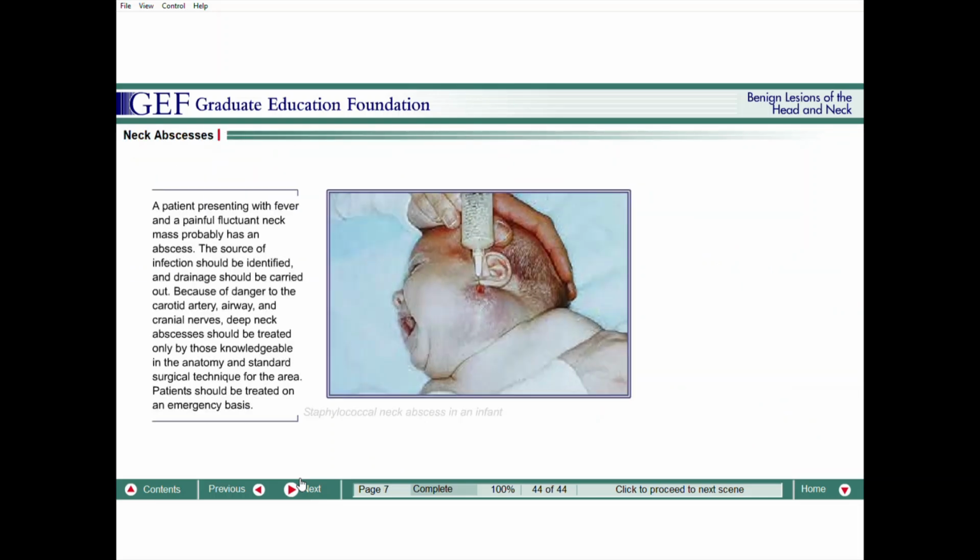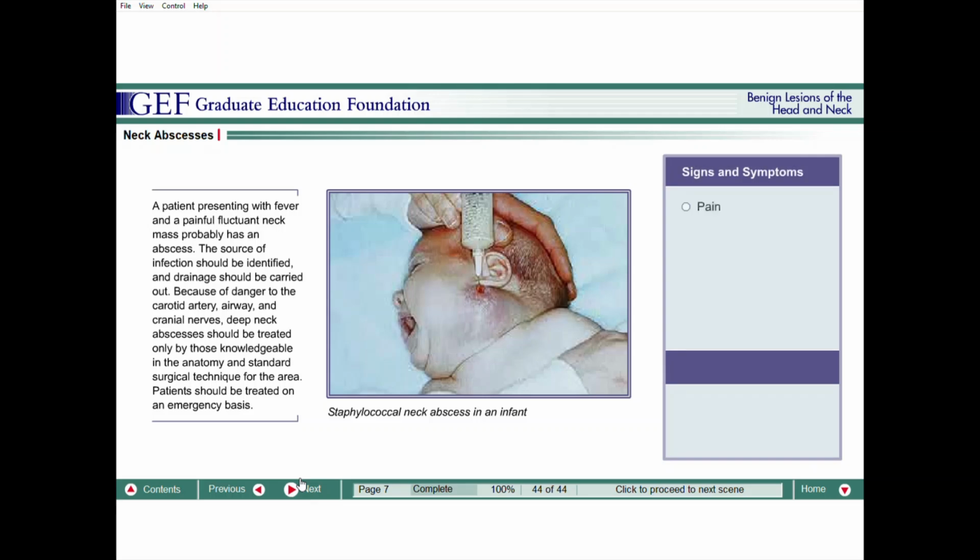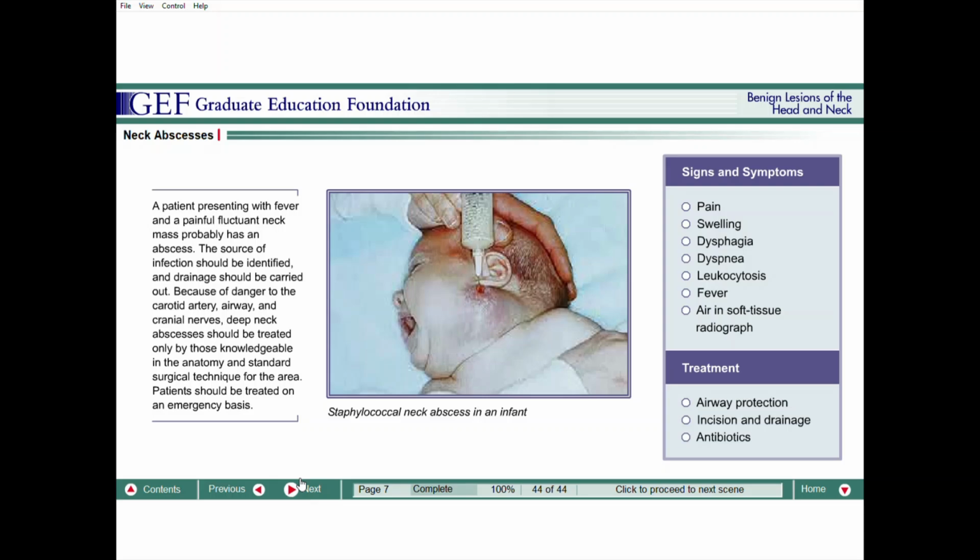A patient presenting with fever and a painful, fluctuant neck mass probably has an abscess. The source of infection should be identified and drainage should be carried out. Because of danger to the carotid artery, airway, and cranial nerves, deep neck abscesses should be treated only by those knowledgeable in the anatomy and standard surgical technique for the area. Patients should be treated on an emergency basis.